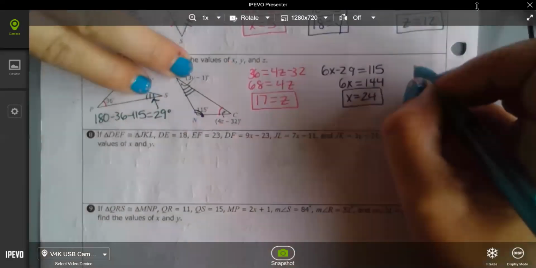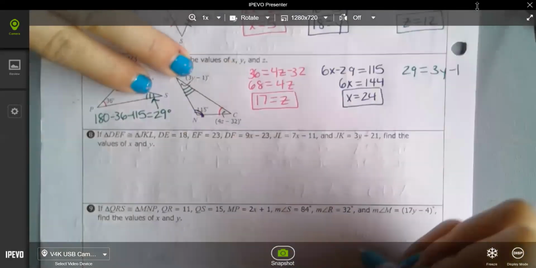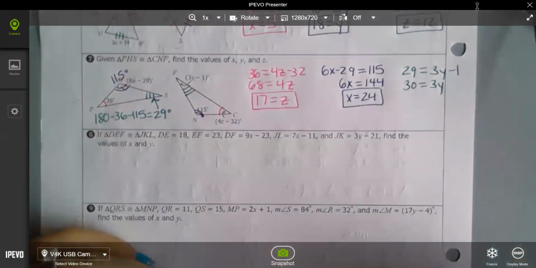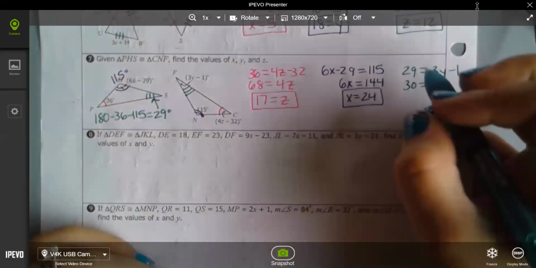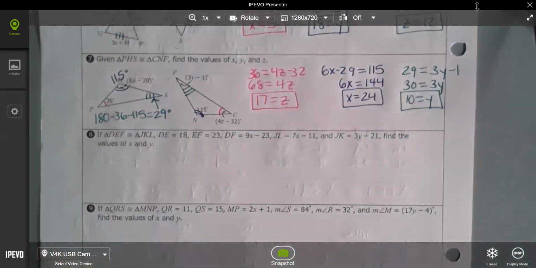Now I can write my equation. So 29 is equal to 3y minus 1, adding 1 on both sides, and then dividing by 3 on both sides. So y is equal to 10.